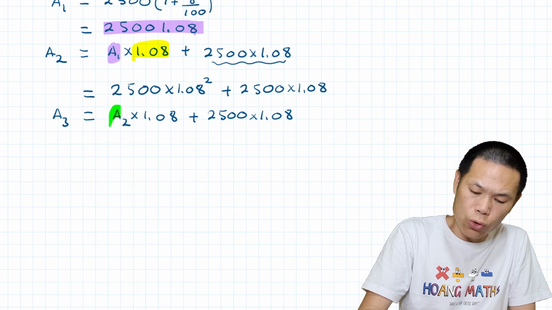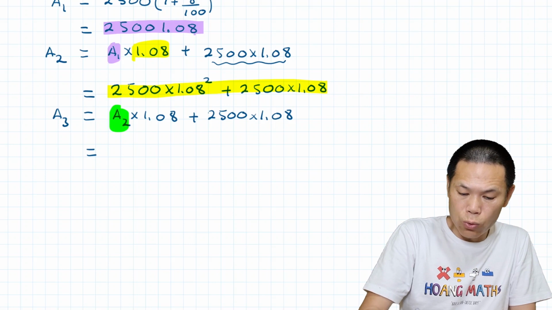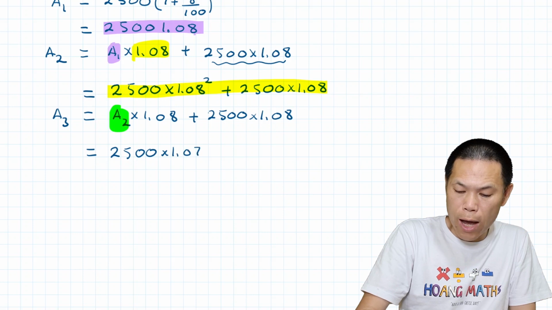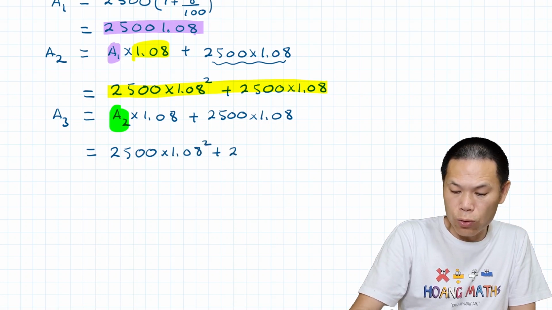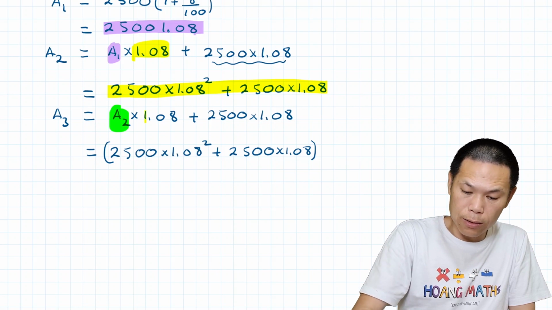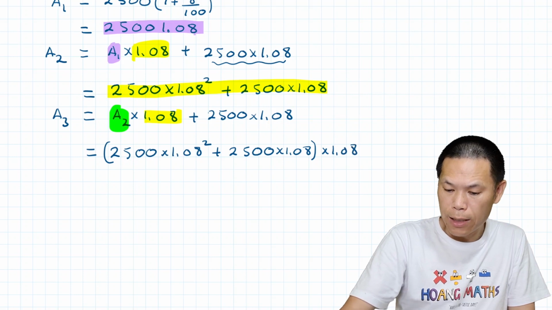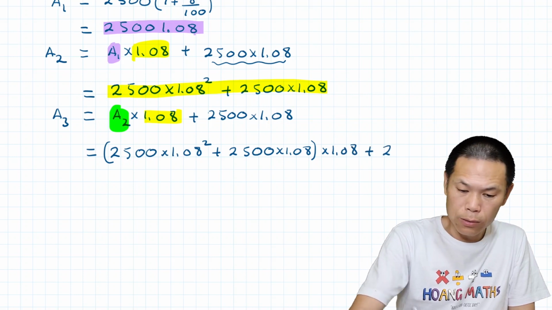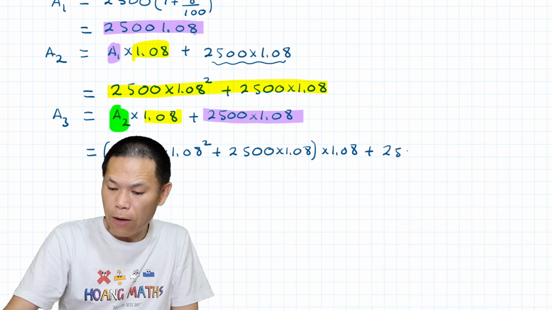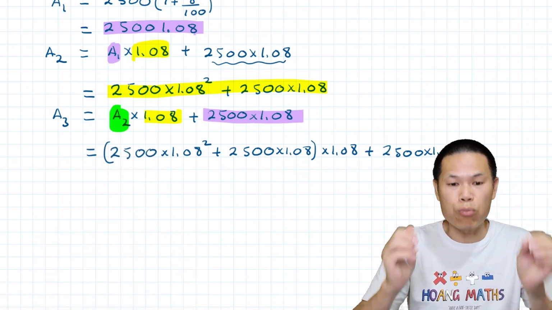But then we know that A2 is this amount here. So now I just need to write this down. That will give me A2 is 2,500 times 1.08 squared, we add 2,500 times 1.08, and then we times by 1.08. So times 1.08, and then we add 2,500 times 1.08. Don't forget this is the amount. So now let me just remove the bracket first.